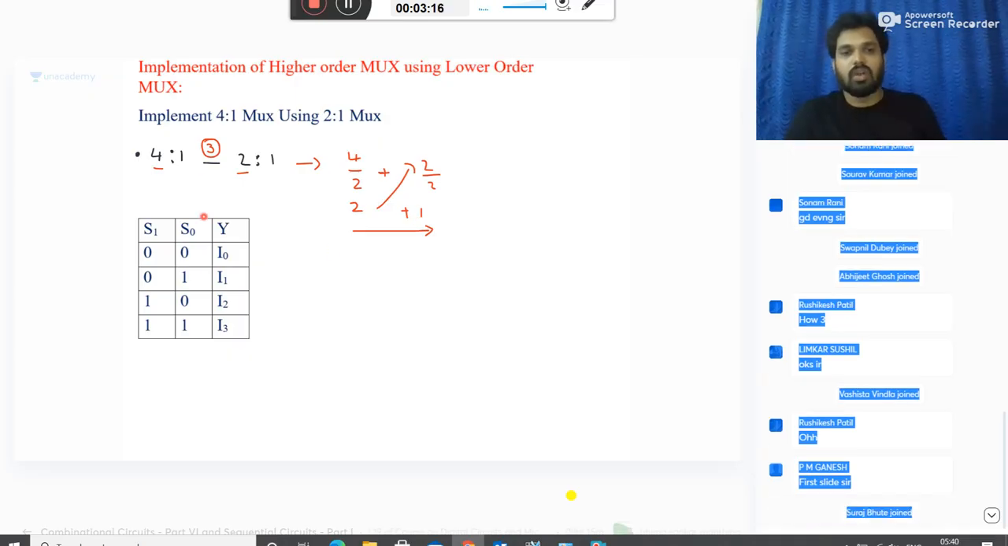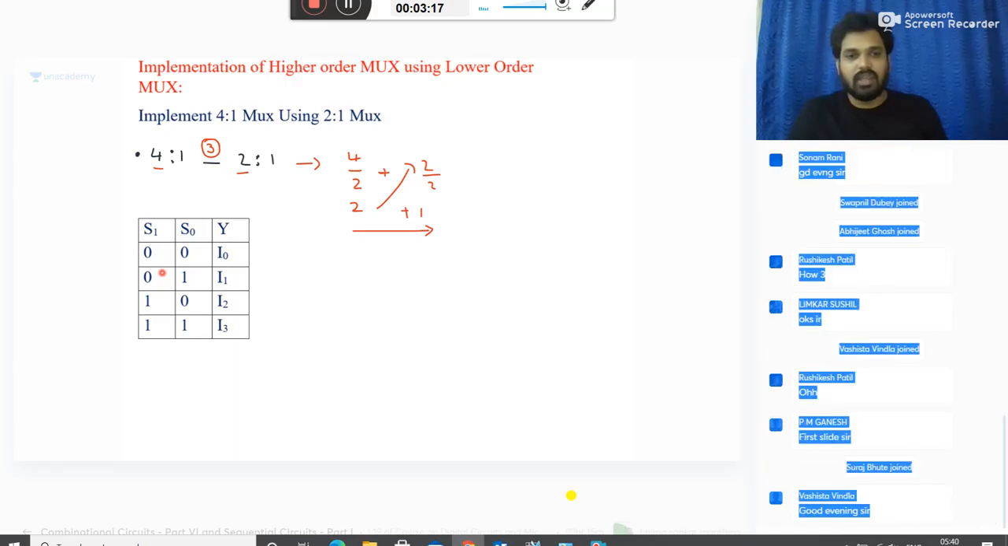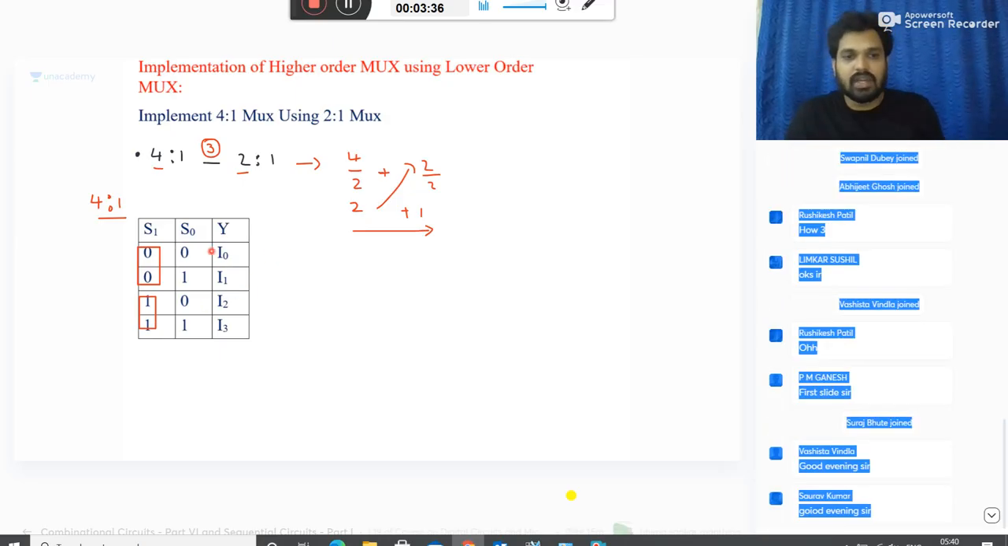Okay, so now listen here. Generally, if you take a 4 by 1 mux, 4 by 1 mux, so how will it work? For the first 2, S1 is 0 and for the second 2, S1 is 1. Okay, so when S1 is 0, it will select I0, I1 based on S0. When S1 is 1, based on S0, 0 or 1, it will select I2, I3.